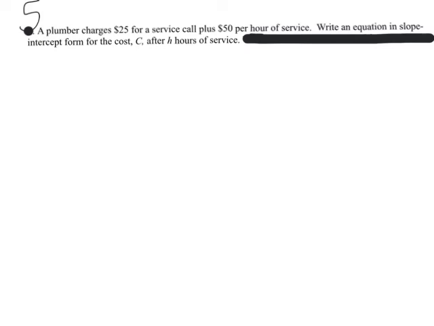Number 5. A plumber charges $25 for a service call. Service call means that's how much they charge you just to come out to your house, regardless of what's wrong, plus $50 per hour of service. Write an equation in slope-intercept form for the cost C after 8 hours of service.